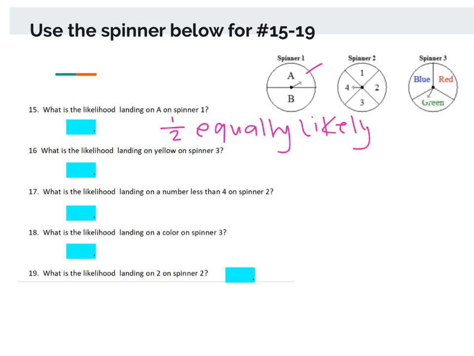Okay. For 16, what is the likelihood of landing on yellow on spinner 3? Well, let's take a look at spinner 3. There is no yellow at all, right? So if I write it out as a number, the number of favorable outcomes is 0 out of how many total? 3. But it's not going to happen, right? You can't spin a yellow on spinner 3. So this is impossible.